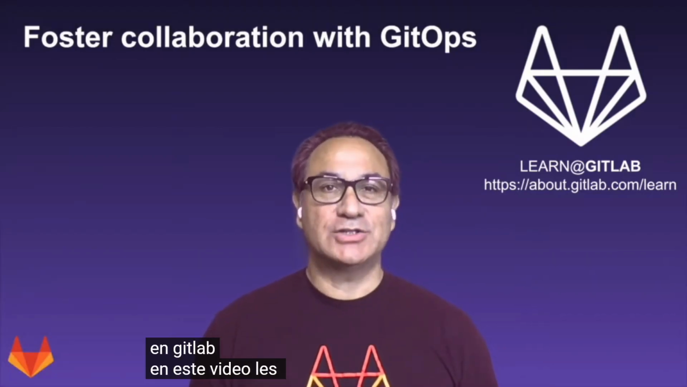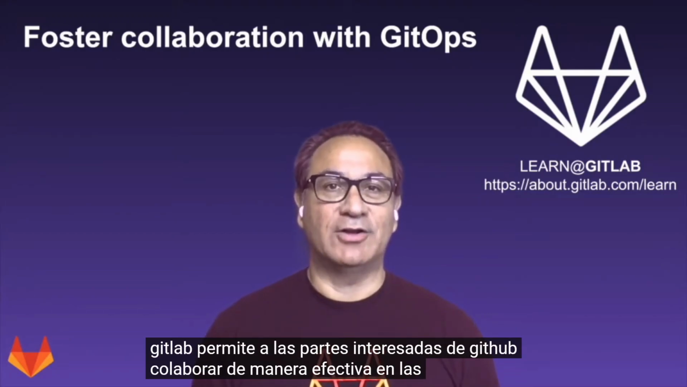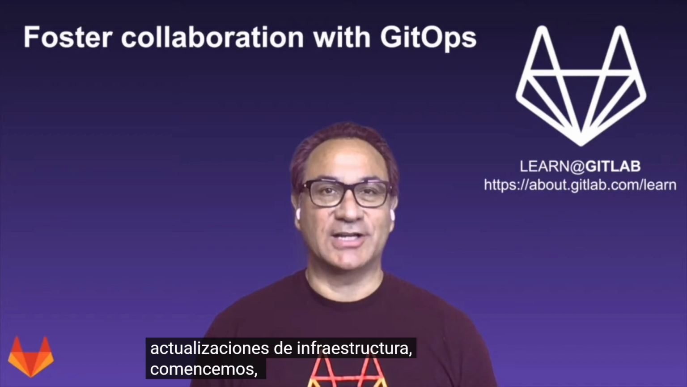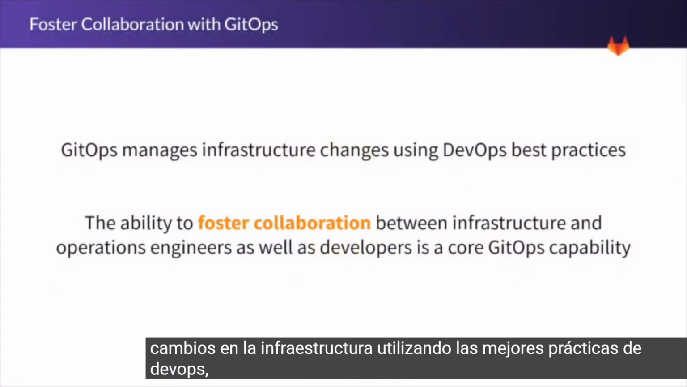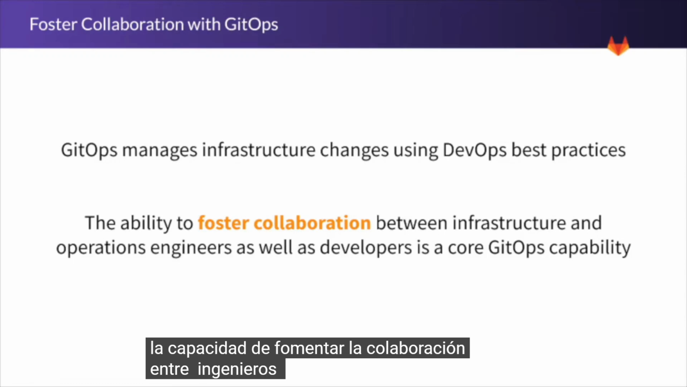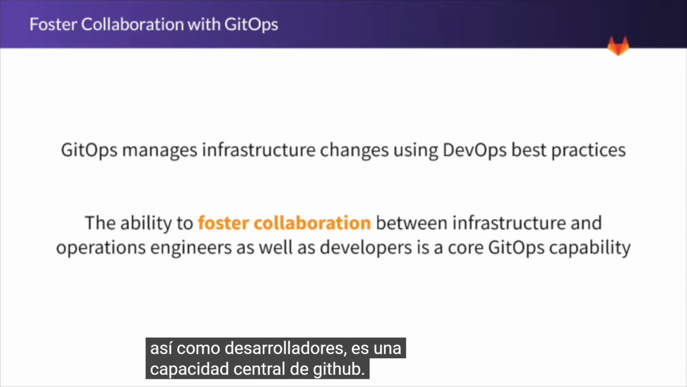In this video, I'm going to show you how GitLab empowers GitOps stakeholders to effectively collaborate on infrastructure updates. Let's get started. GitOps manages infrastructure changes using DevOps best practices. The ability to foster collaboration between infrastructure and operations engineers as well as developers is a core GitOps capability.